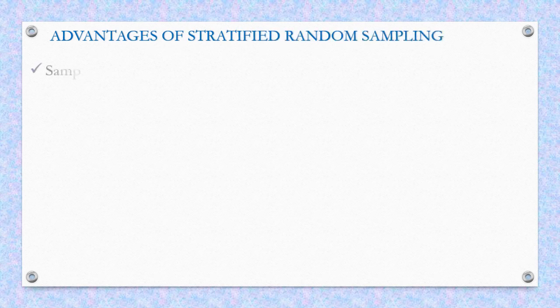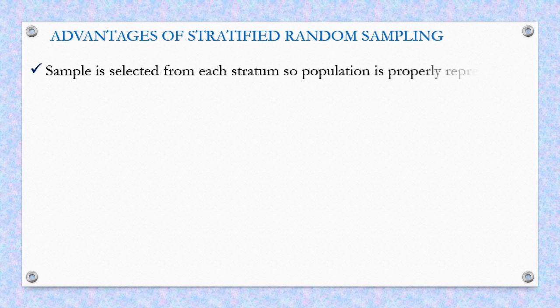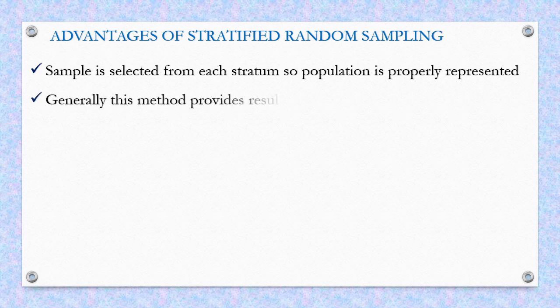Moving on to some final topics of this chapter, that is advantages of stratified random sampling. First, sample is selected from each stratum, so population is properly represented. Because we are creating stratums and then selecting sample from that, we can say that population is represented well. Generally, this method provides results with more accuracy compared to other methods, because we are dividing the population and then selecting samples specifically from the groups. We can say that we have more accuracy.